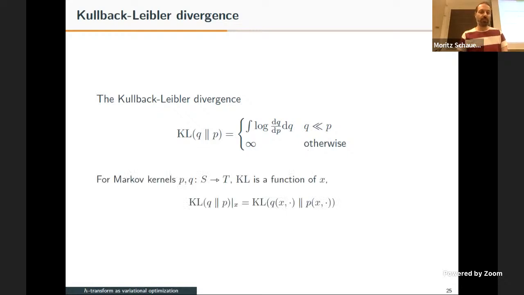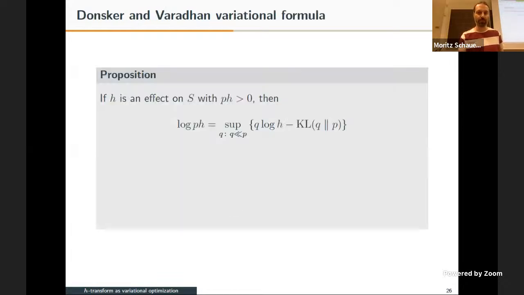And if you do the same thing for Markov kernels, then they are still measures with an index. So the Kullback-Leibler divergence still has an index. And a different name for Kullback-Leibler would be the cross entropy. And it's X dependent if you do it for kernels as parameterized measures.